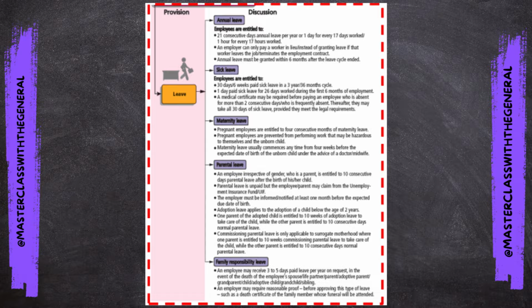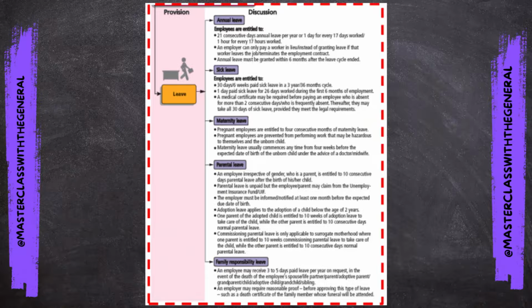Then parental leave. An employee, irrespective of gender, who is a parent, is entitled to 10 consecutive days parental leave after the birth of his or her child. Most people actually don't know this. If you are the father of the child and the child has been born, you can take up to 10 days parental leave. Parental leave, however, is unpaid, but the employee may claim from the unemployment insurance fund. The employer must be informed or notified at least 1 month before the expected due date of birth.